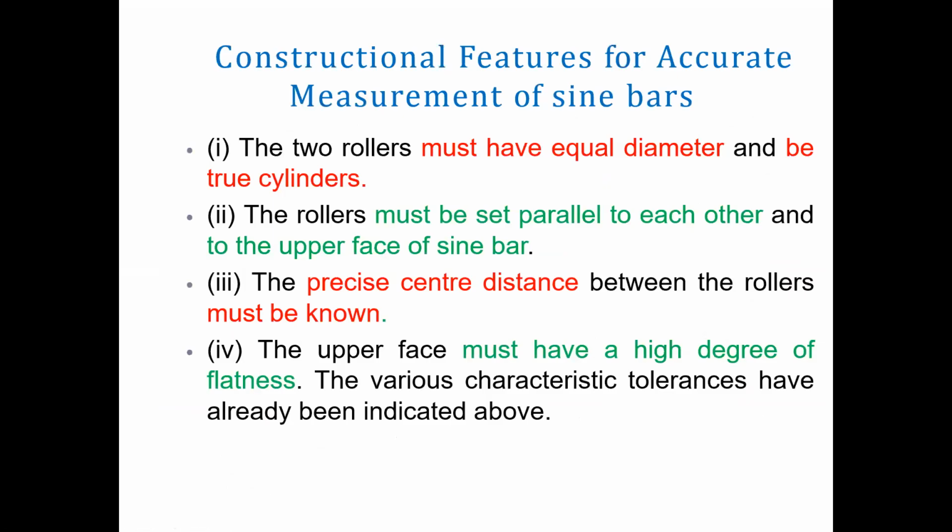Constructional features for accurate measurement of sine bars: the two rollers must have equal diameters and be truly cylindrical.